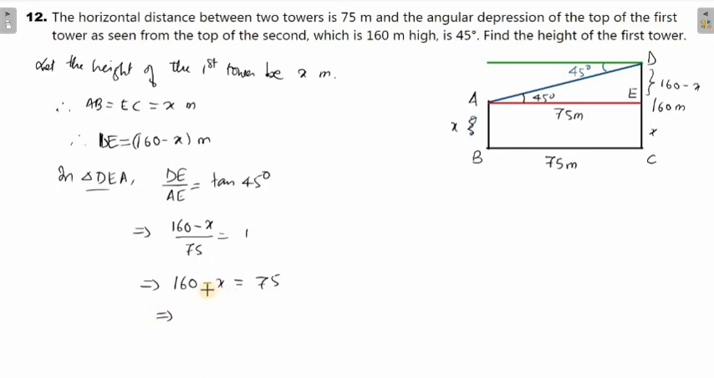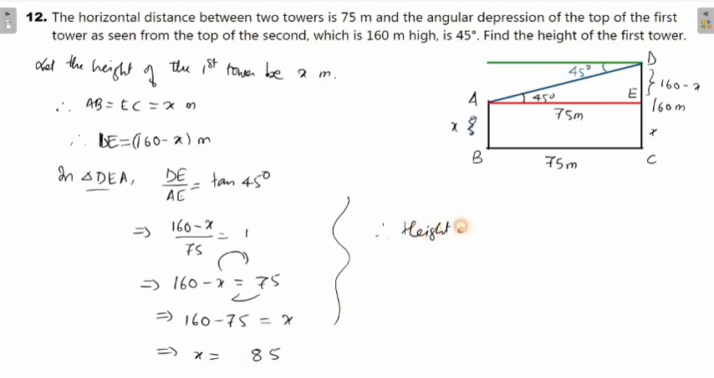From here, bring this x out here and take this out here, so you get 160 minus 75 is equal to x, right? So x equals 160 minus 75, which is 85. So the value of x is 85. And what is x actually? x is the height of the first tower, isn't it? Therefore the height of the first tower is exactly 85 meter.